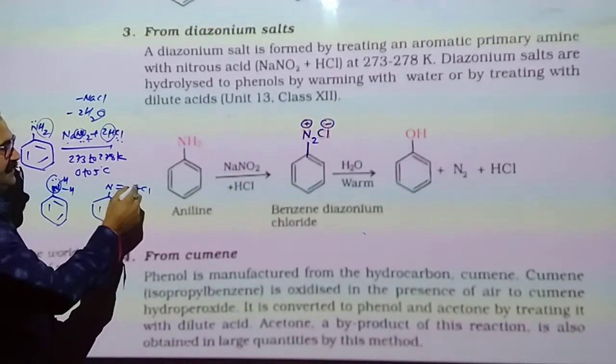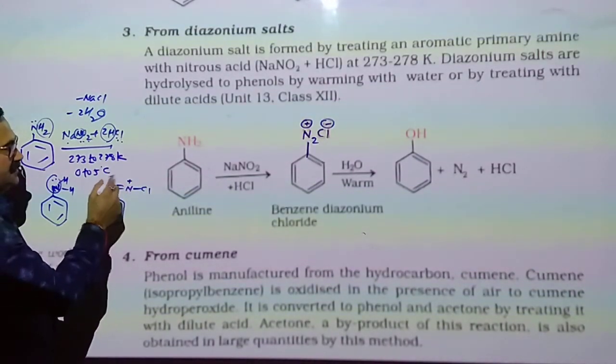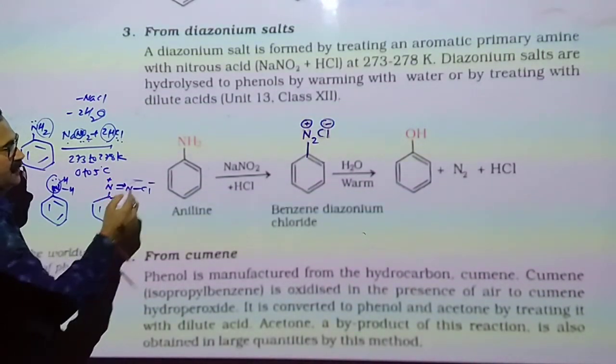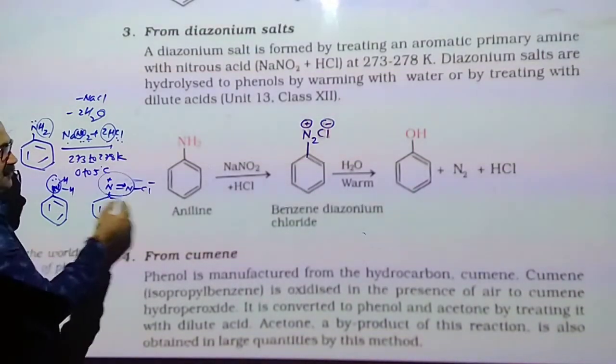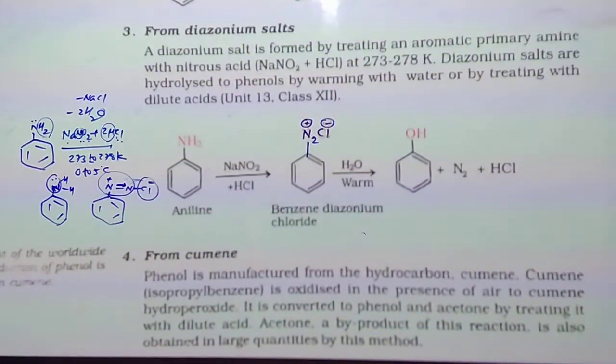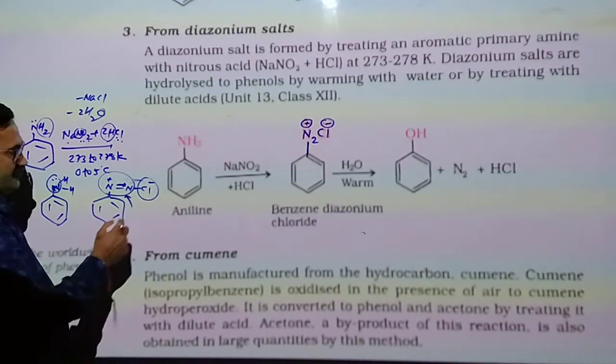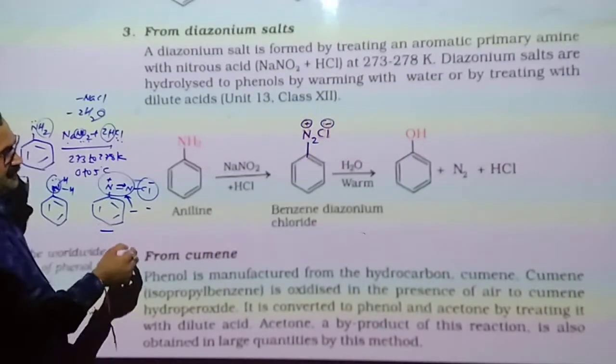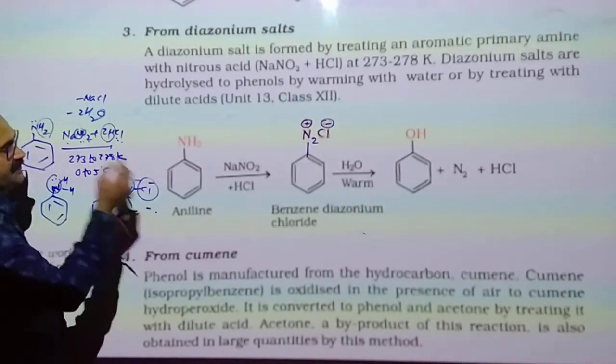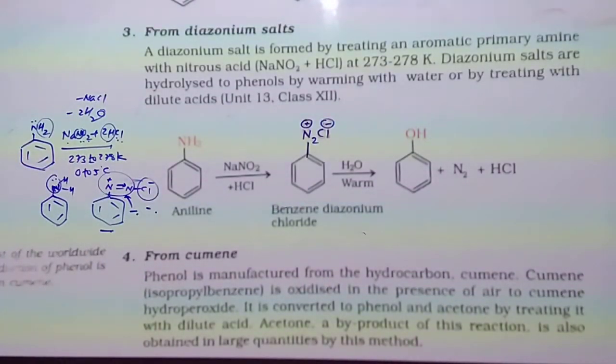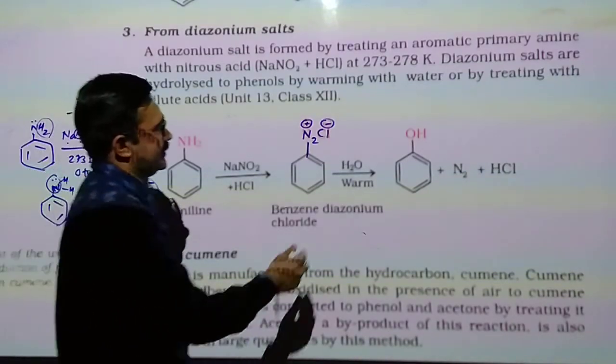Yes, and donating chain plus coordinate covalent bond and Cl minus. So N2 plus and Cl minus formal charge. This group is azo, benzene, azo and chloride. So benzene diazonium chloride is our intermediate product, which is a salt, and it is hydrolyzed, a reaction with water.